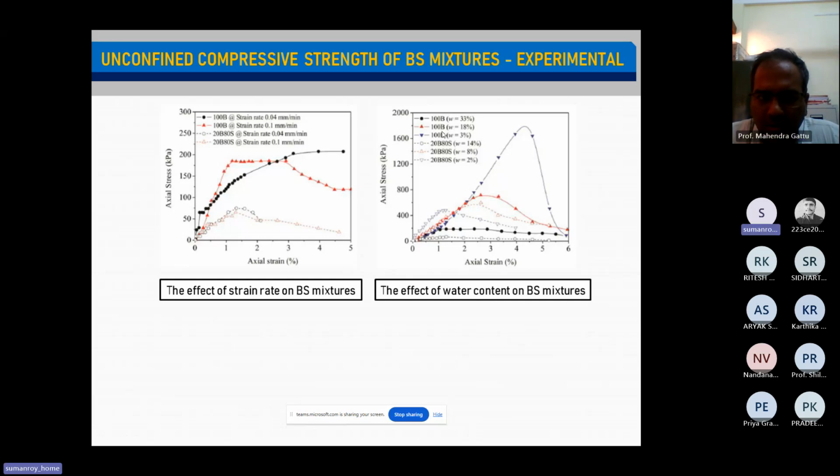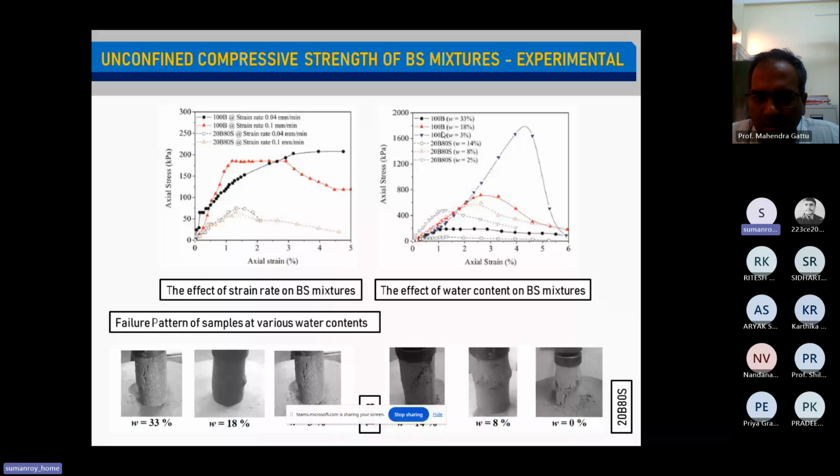When the water content decreases, the sample becomes more and more brittle in nature. And you see the failure pattern is not so prominent in either case.